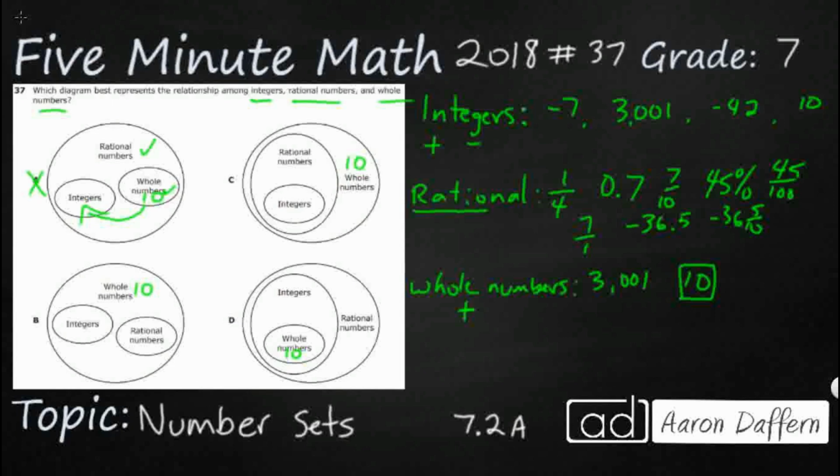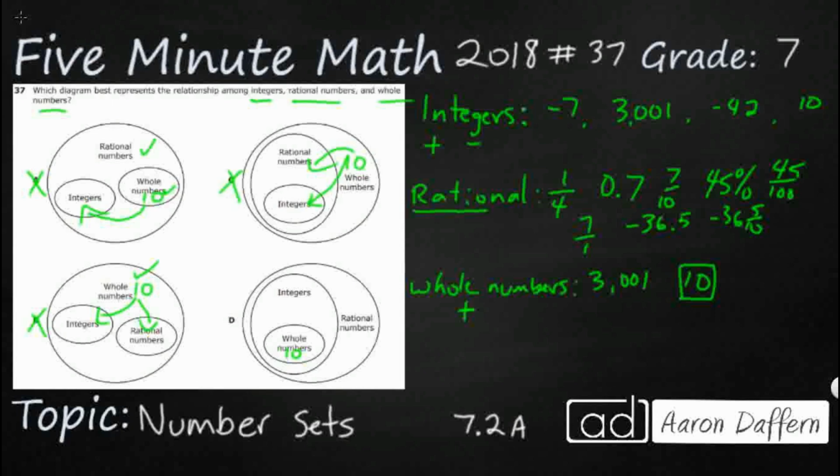So I'm going to write 10 for B outside here. 10 is definitely a whole number, but obviously, take a look: 10 could be an integer, 10 could be a rational number, and it's outside of either of those, so B is going to be incorrect. C is kind of similar. 10 is outside both rational numbers and outside integers, so that is incorrect.